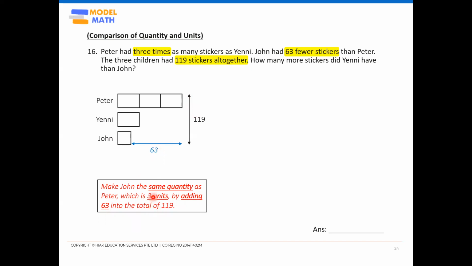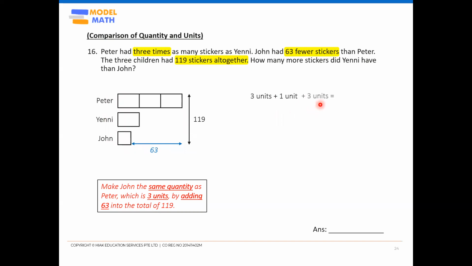So this is what I just explained. So let's find out how many units are there now, the moment I top this up into the 119. Okay, so I call this the top up method. Later I'll write that down. So let's find out how many units are there first. Peter stays as 3 units. Yenni, of course, stays as 1 unit. But now John, I'm treating him as if it's like Peter, the whole of 3 units.